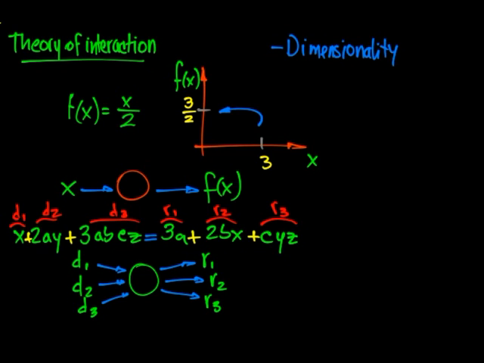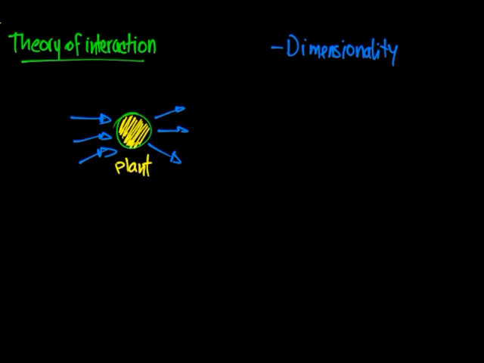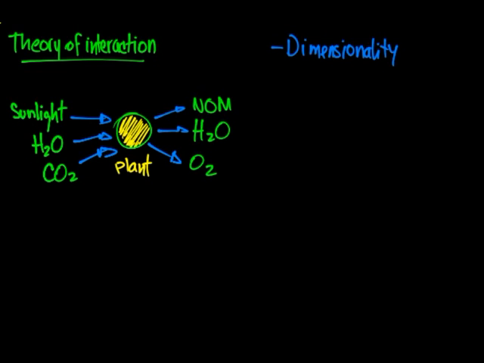Natural systems behave exactly the same way. A plant accepts dimensional inputs as sunlight, water, and carbon dioxide, and generates outputs as natural organic matter, water, and oxygen. As you can see, inputs and outputs may contain and share dimensions to form compound dimensions. For example, sunlight is pure energy, but CO2 is also matter, and it is also energy. For natural systems, those are just inputs and outputs.